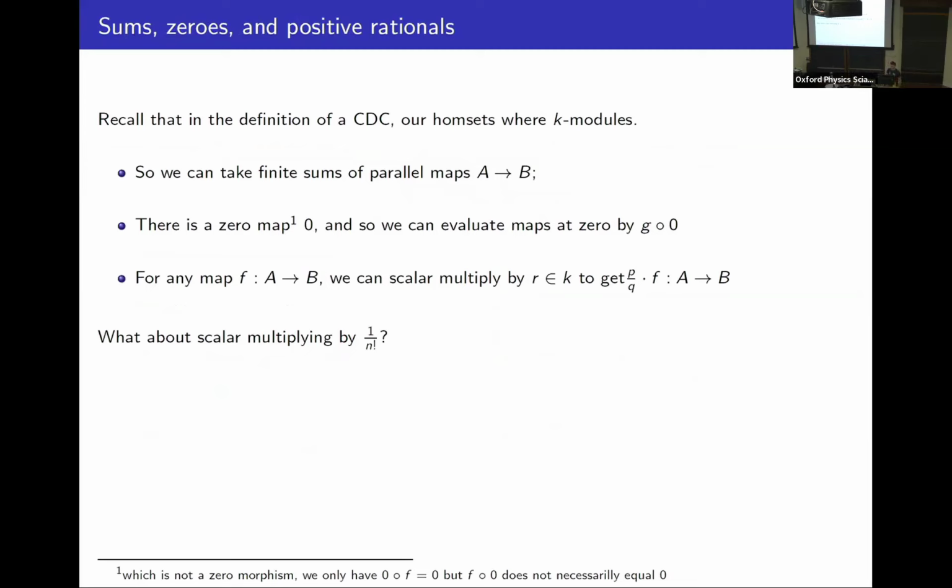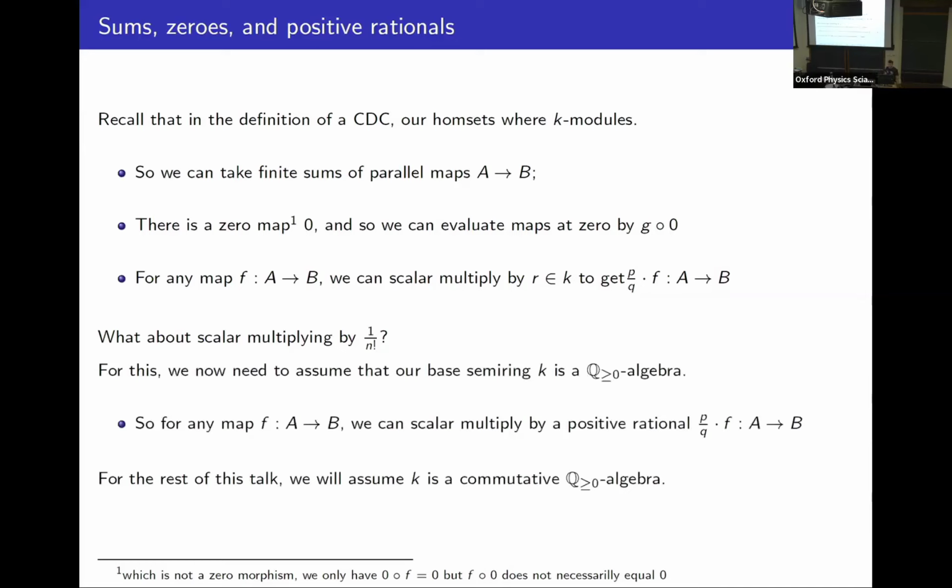There's a typo, sorry, because it's sort of spoiling the punchline. So technically, for my commutative ring k, I should be able to multiply not by p over q, but by r. I should scalar multiply my functions by r of f. What about scalar multiplying? Well, to do that, it's pretty simple. All you need to assume is that you have a 1 over n in your base semi-ring. So from now on, for the rest of the talk, I'm going to assume that k is a positive rational algebra, which essentially means that all my 1 plus 1 plus and so on are units, or invertible, in my semi-ring k. So I can scalar multiply by positive rationals.